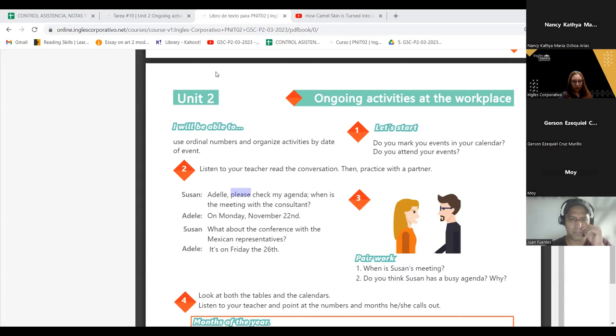Okay, so pair work. When is Susan's meeting? ¿Cuándo es la reunión de Susan? Respuesta completa, no me vayan a decir solo la fecha, por favor.